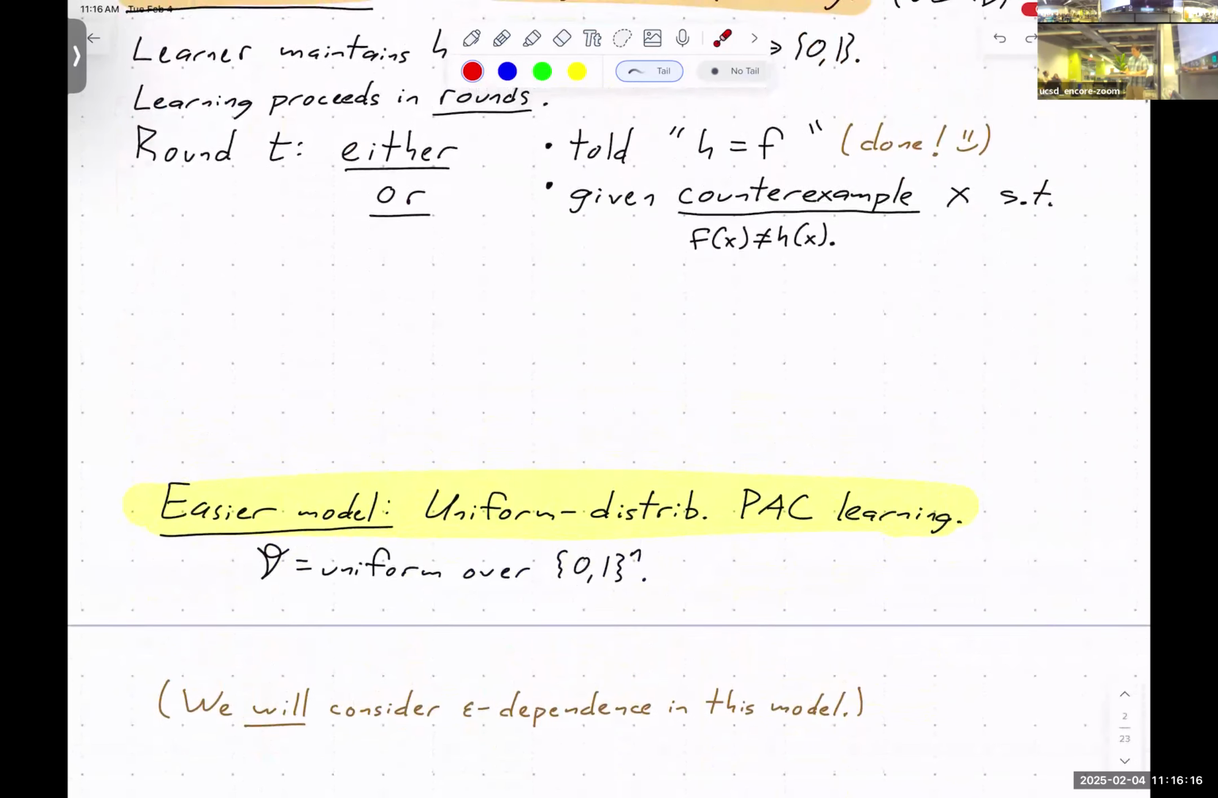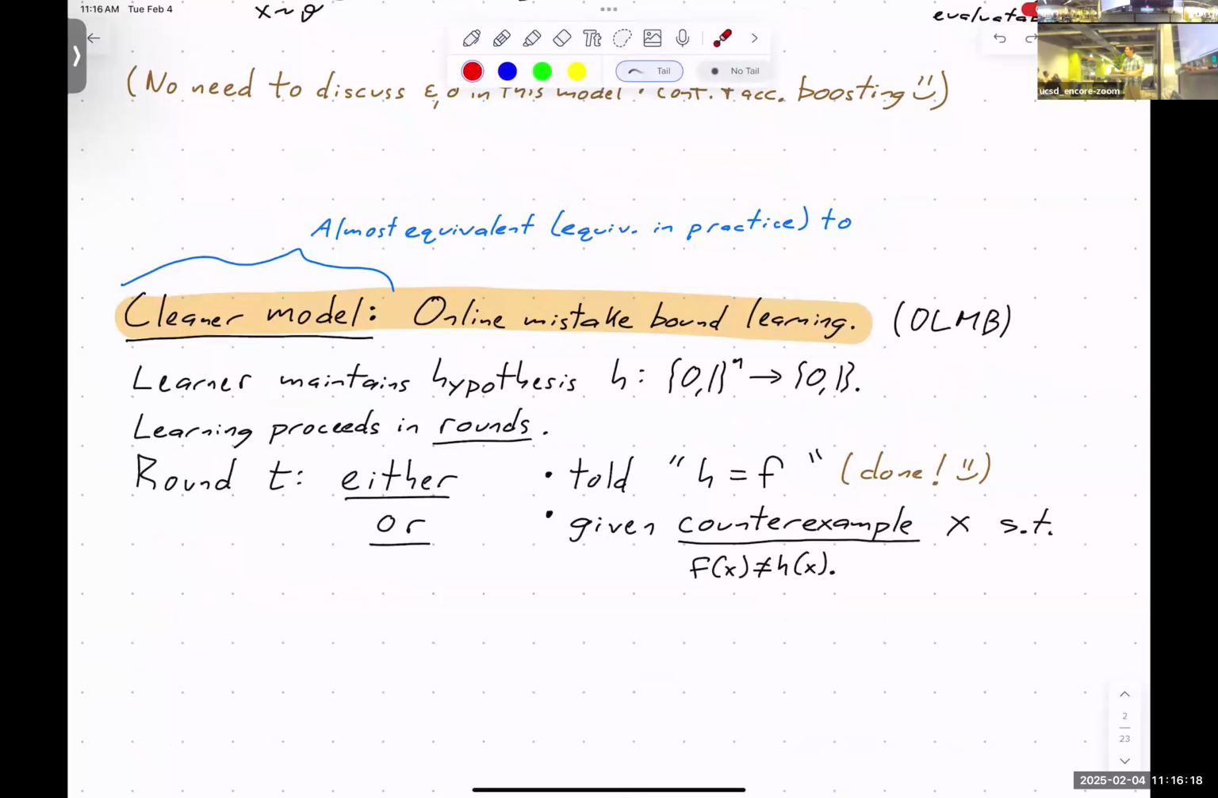Yes, question. In the spirit of what was discussed here, this H equals F is what we call exact learning. What happens if you miss F by a single point? Then you'd get a counterexample, which would be that point.